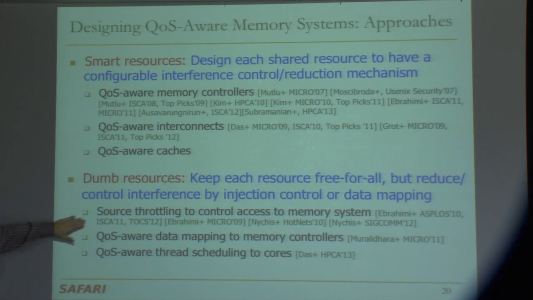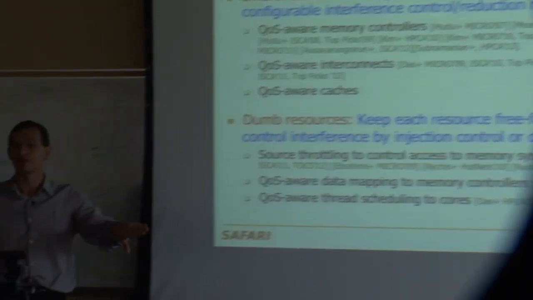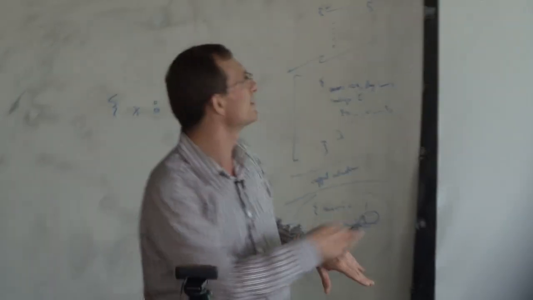One idea is to throttle the sources, for example. Keep track of which agent is denying service to which other agent, how much each application is being slowed down, and throttle the sources that are slowing down other applications. So this is more source-based quality of service rather than resource-based quality of service. Another approach is to partition the data of different applications to different channels such that they don't interfere with each other. You can keep the resources free for all in this case.